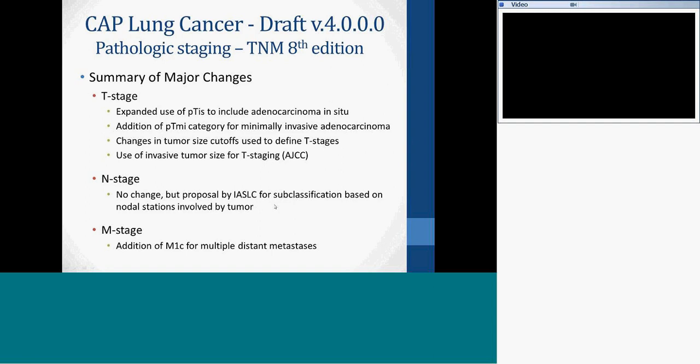N stage really hasn't changed at all, in addition, but the International Association for the Study of Lung Cancer has recommended some subclassification, which I'll show, for the mediastinal stations involved by tumor. And for the M stage, there's been a minor revision to add an M1c category for multiple distant metastases.